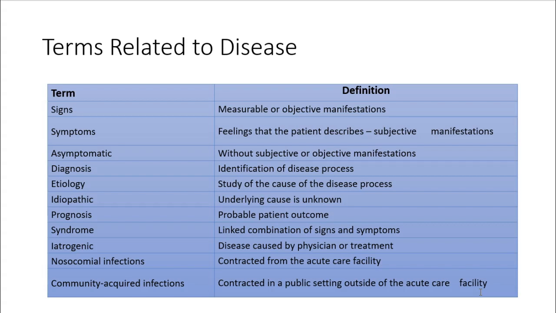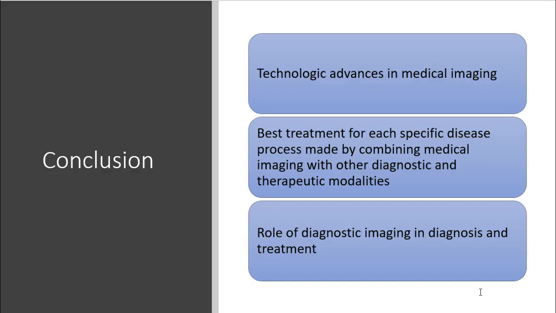Nosocomial infections are contracted from a facility. So if they're in the hospital and they get MRSA, that is nosocomial. And there are community-acquired infections, contracted in a public setting outside the healthcare facility.